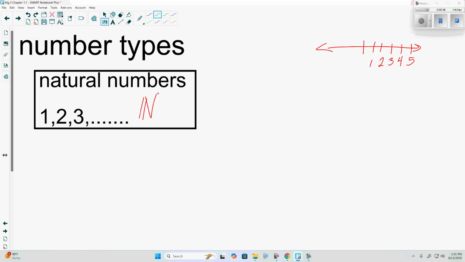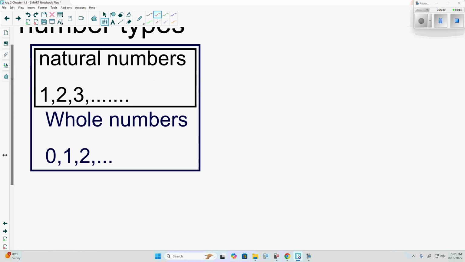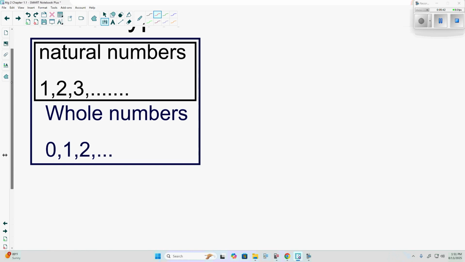The next set of numbers that we have is called the whole numbers. All the natural numbers are whole numbers, but not all the whole numbers are natural numbers. What is the only thing that whole numbers adds to this? 0. 0 is a whole number. 0 is not a natural number. So the only thing whole numbers adds is 0. Whole numbers. Anybody have a guess at what our symbol for whole numbers is? Kind of a trick question.